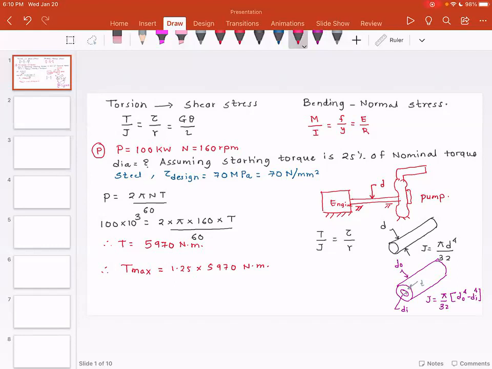So most of the time, they provide a ratio between D outside and D inside. So they could provide a ratio, say the ratio is 1.25, and we have to use this ratiometric relationship to find out the value of J. In this problem, for simplicity, I'm going to assume the shaft is solid.